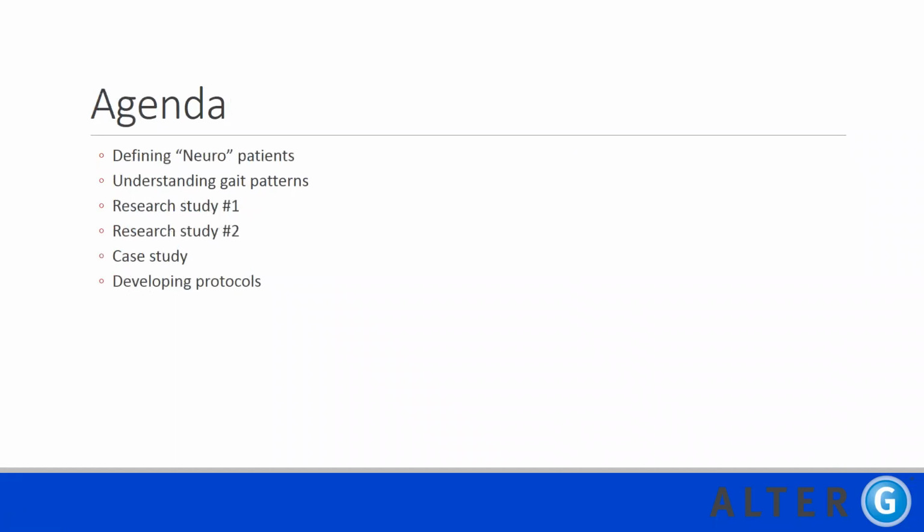So today we're going to cover, first, I want to define neuro patients and what that's going to entail for today's discussion. It's quite a broad topic, so that's why I wanted to focus that in a little bit. We're going to look at the 4 gait metrics that we're going to cover today, as well as understanding gait patterns. I do apologize if this is a little bit of a review for people, but I like to start from the base and build up. We're going to look at two different research studies, a case study, and then developing protocols. And I'll be happy to interject some of my personal experiences as well at the end if time allows.